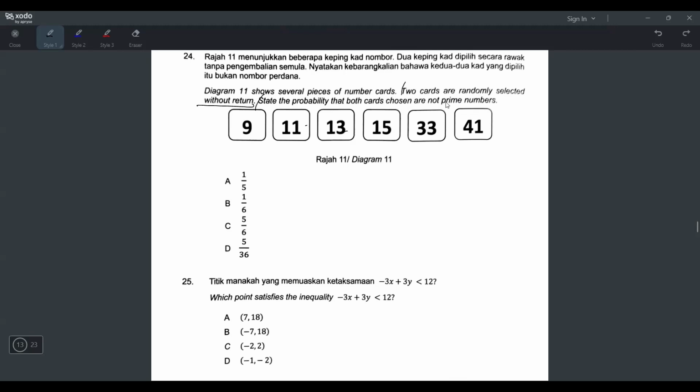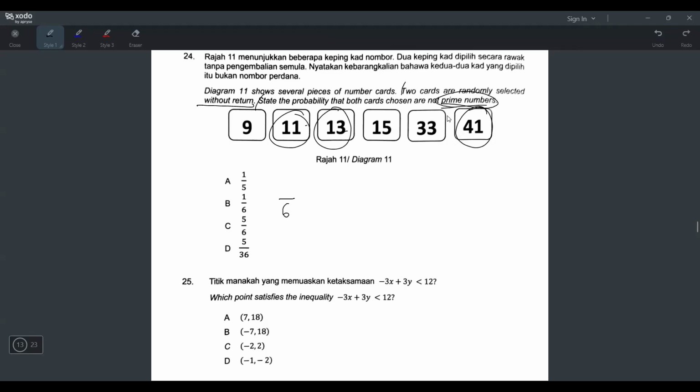Okay, state the probability that both cards chosen are not prime numbers, right? So first I will find the probability of choosing not prime number. So okay, let's determine which one is prime number first. 11, 41 and 13, right? So these are prime numbers, 11, 13 and 41.